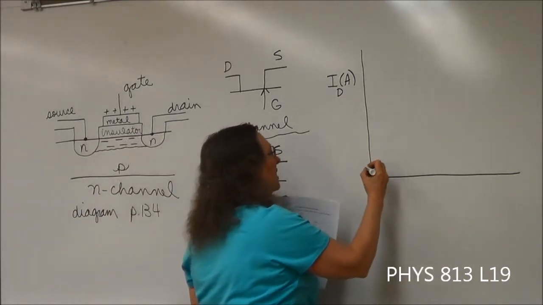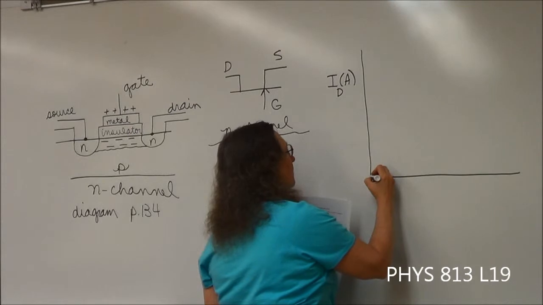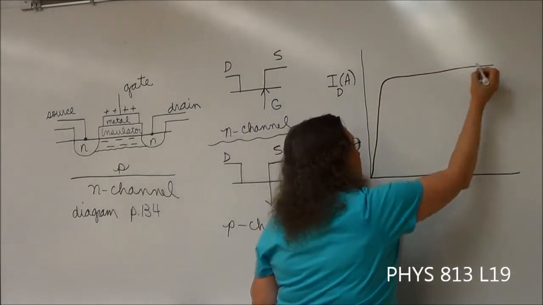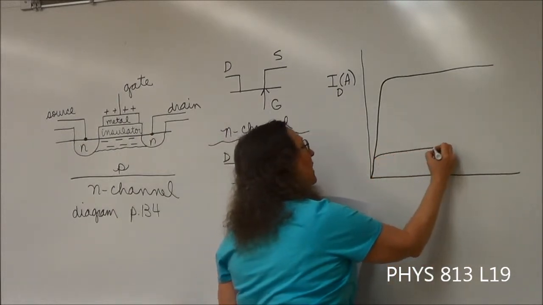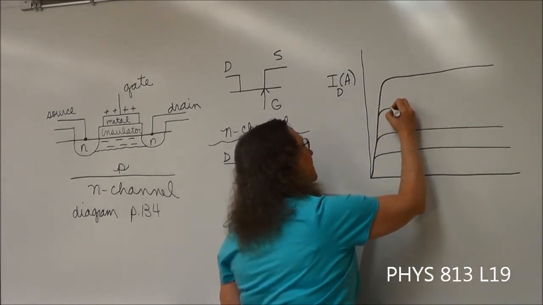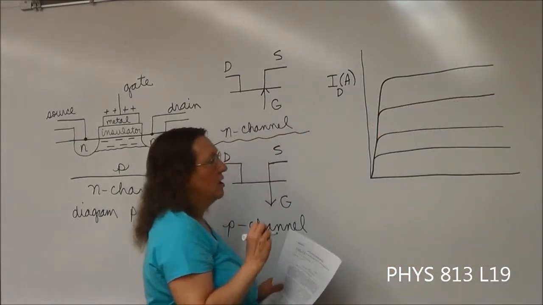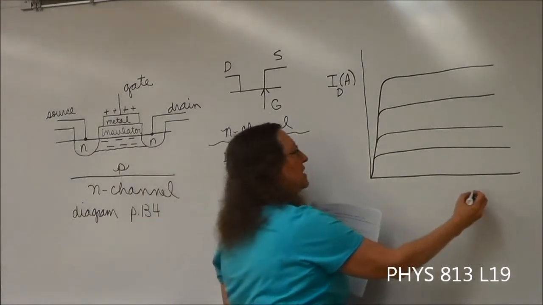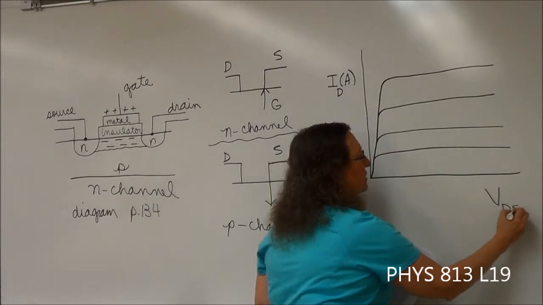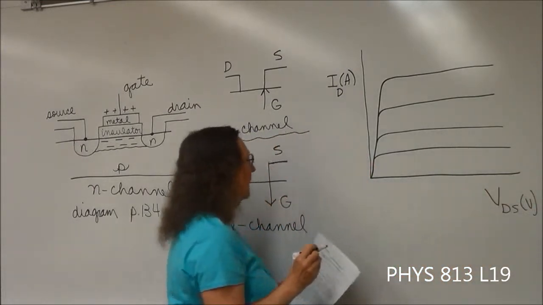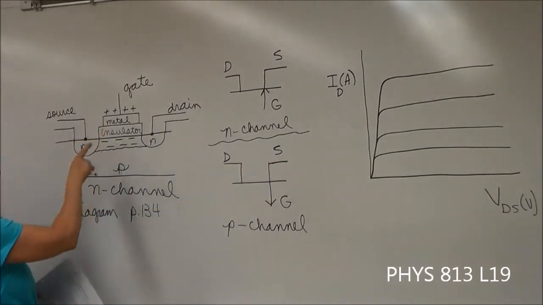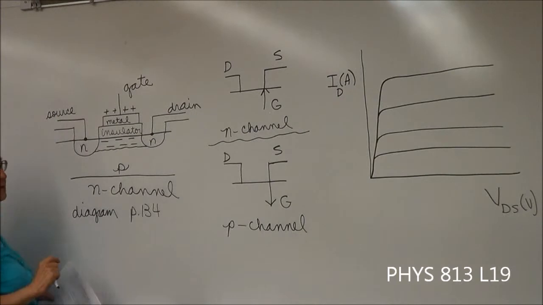And I'm going to draw this a particular way so that I can get it the way that I want it, or the way that it should be. Oh, let's just put one more there. Okay. So what happens is this is the voltage, the drain source voltage. So the potential difference between the drain and the source.